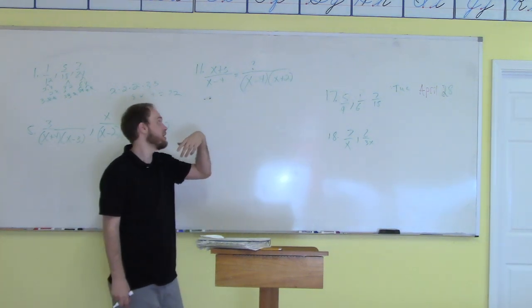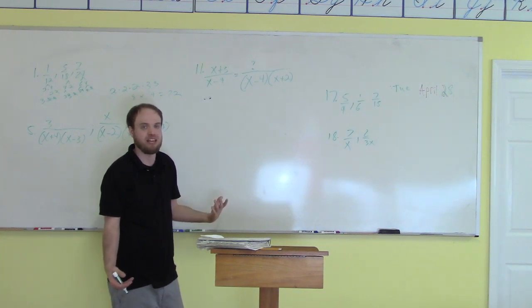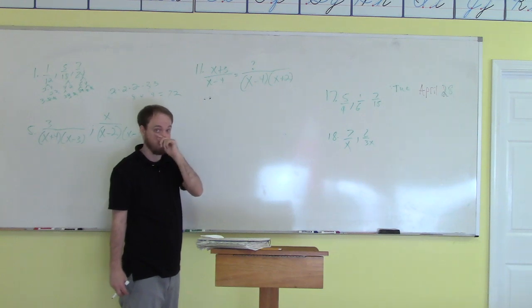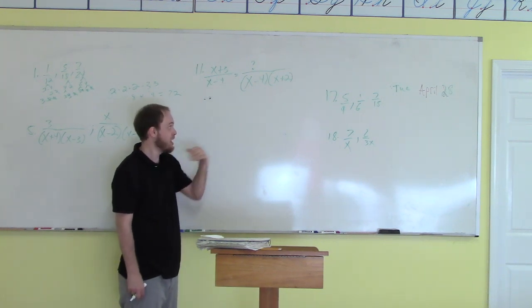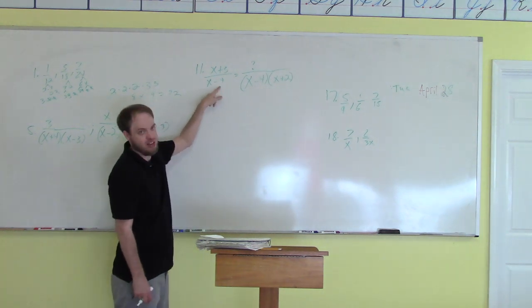So the question is, what is the common denominator? What would be the common denominator? What are we trying to get it to? Well, they both have an x minus 4, so we're okay there. They both have that. Notice this one has an x plus 2. This one does not have an x plus 2.